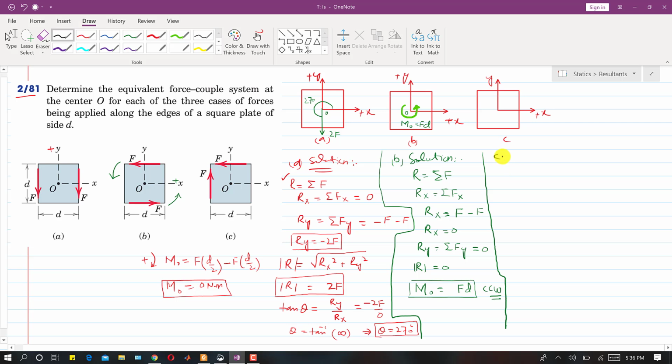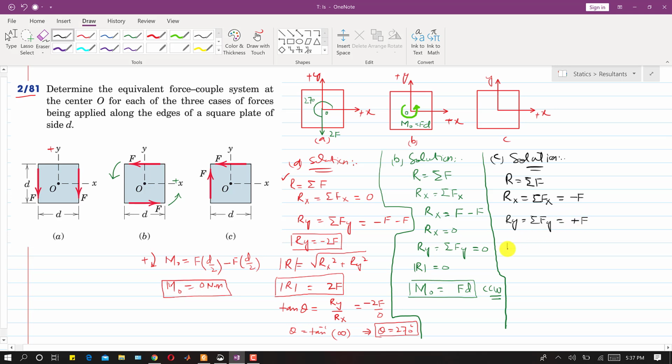Now C solution. So now we have this diagram, so again we will apply this equation. So R is equal to summation of all forces, and our x is equal to summation of all components along x. So we have only this component along x, this force along x. So it is in the negative x direction, so this is equal to minus F. And our y will be equal to the summation of all forces or components along y. So as we can see that this force is along y and it is along the positive y direction, so we will write plus F.